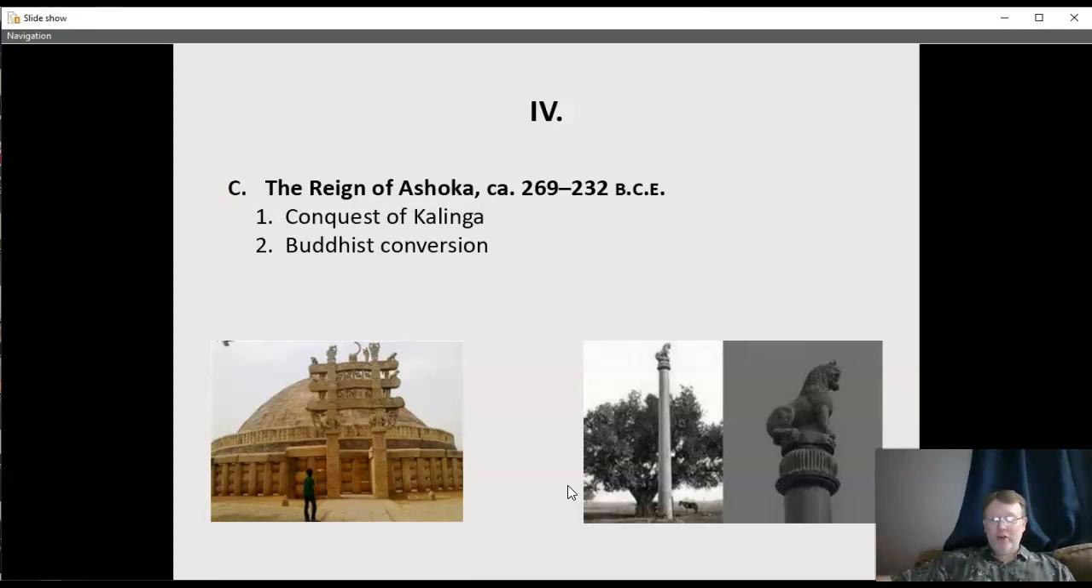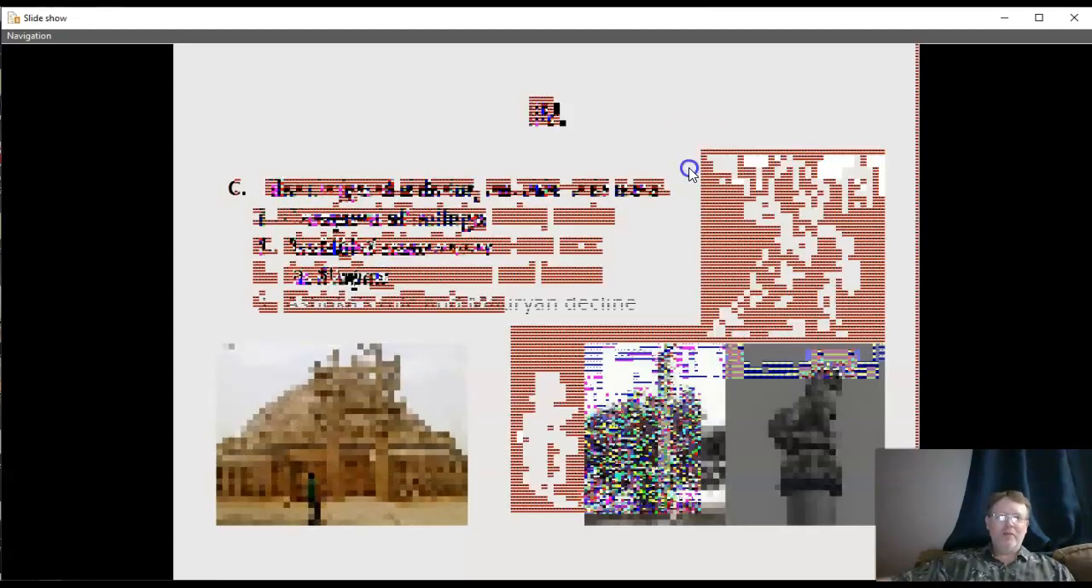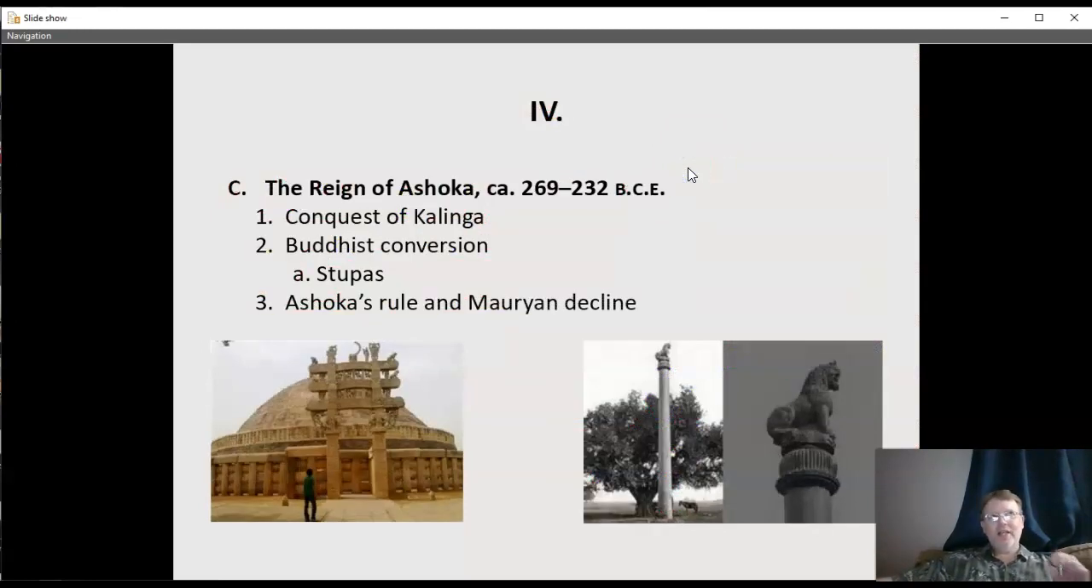It's a total 180-degree conversion. He goes from a brutal warlord to this Buddhist missionary, basically. Now, it isn't all sweet and roses and, oh, he's wonderful, he's the greatest guy ever. Because he continues to be the king of the empire, or the emperor, whatever you want to call him.